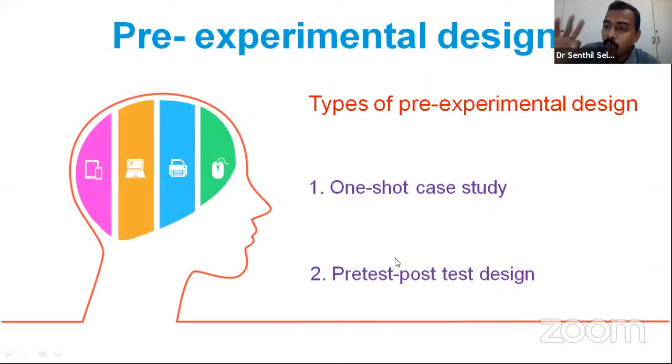pre-experimental design. Out of the 3 criteria, the manipulation, the control group, and the randomization, if 2 are missing, then it is called as pre-experimental. Example, one-shot case study and pre-test, post-test design.